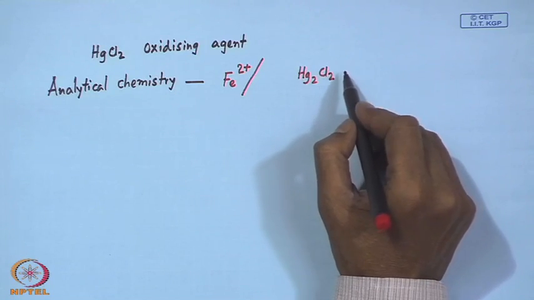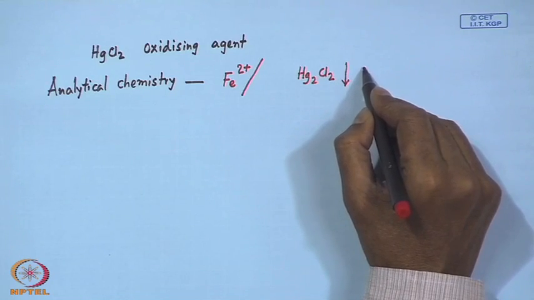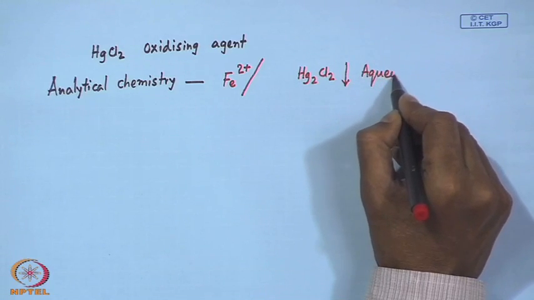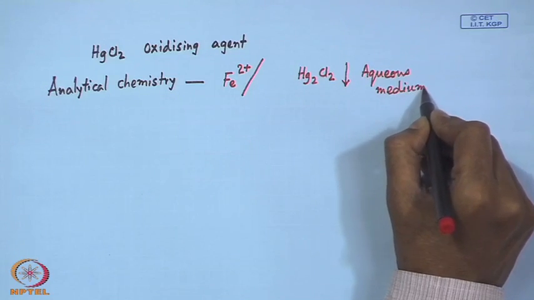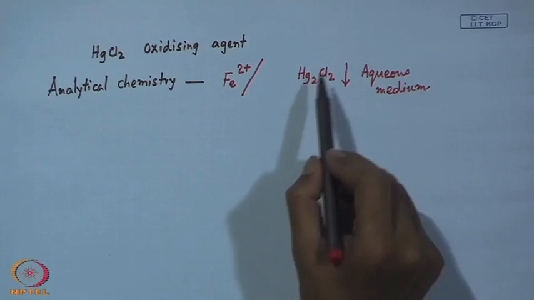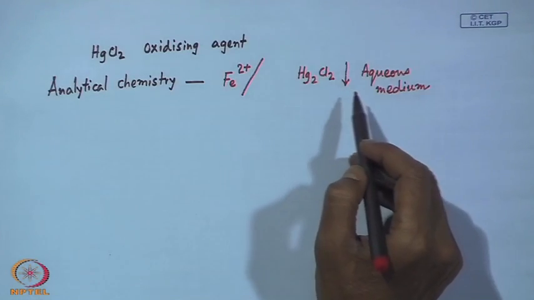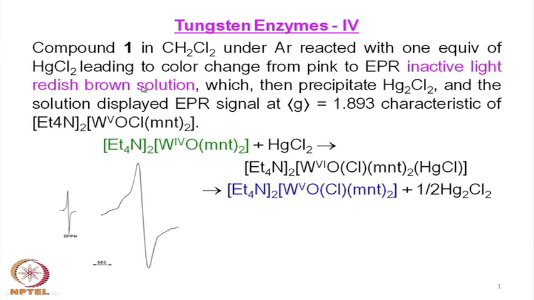So, when mercurous chloride is forming, it has less solubility even in some organic solvent medium, and it is less soluble in aqueous medium. So, mercurous chloride immediately precipitates out from there. So, when we use this mercury chloride, the color of the solution immediately changes from pink to some EPR inactive light reddish brown solution. So, the color change is there.